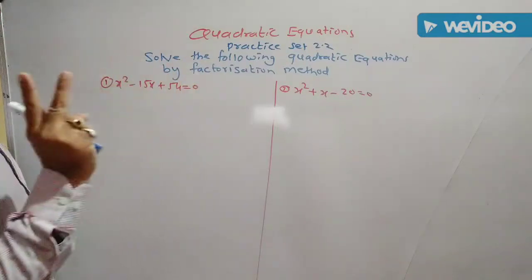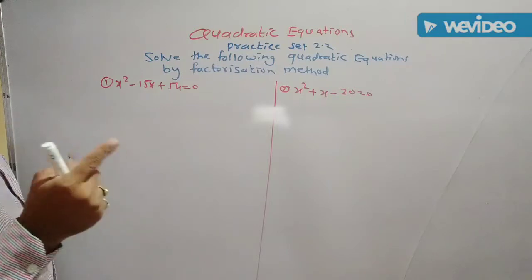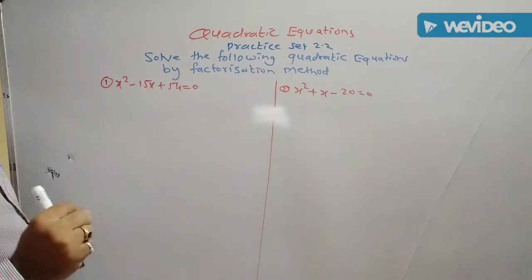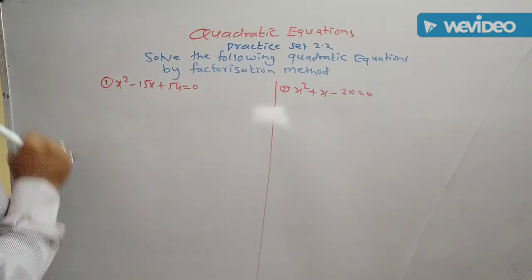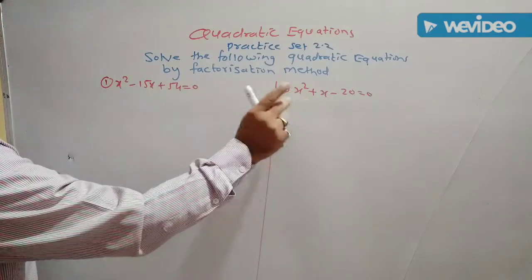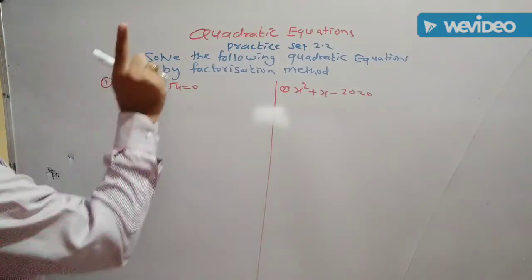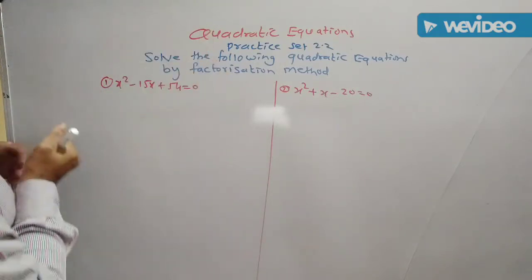Product is positive when both the numbers are plus plus or minus minus. Product is negative when the numbers are plus minus or minus plus. Now, the first two examples are of the same type, that is, the type in which the coefficient of the square term is not given, so we consider it as 1.